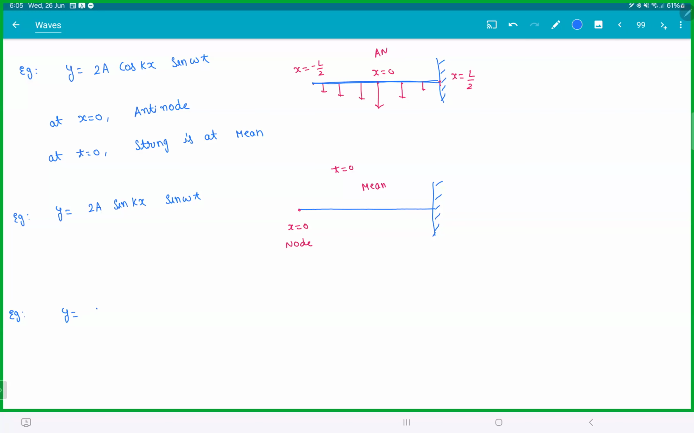So second and third example, the only difference is the origin changed. If you take y is equal to 2a cos kx cos omega t, all these are stationary waves. Just because I made one sine and cos, don't think it's a different thing. Meaning at t0, the string is at extreme, and we have chosen the antinode as origin. Is this clear, everyone?